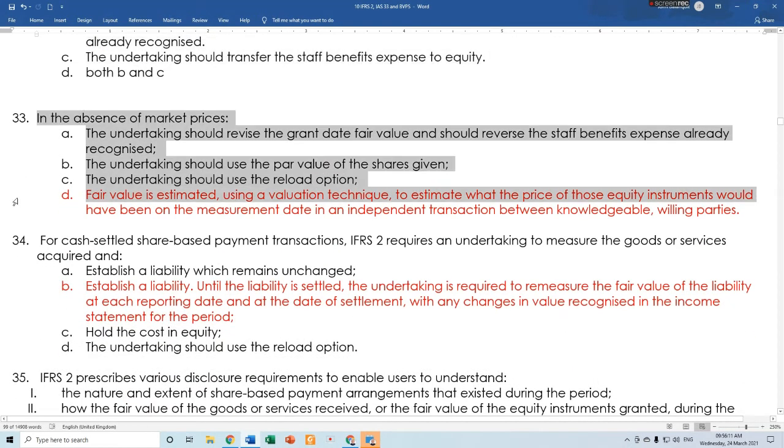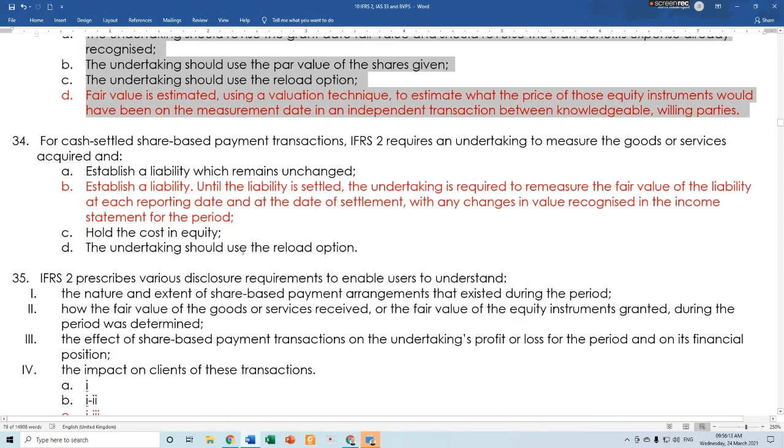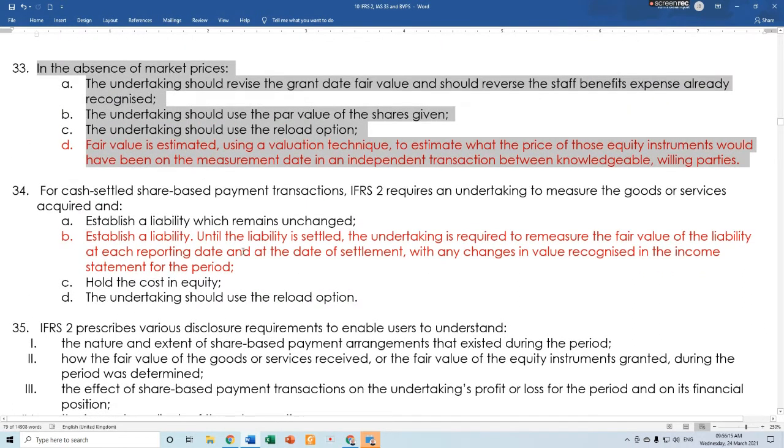33. In the absence of market prices, anong gagawin mo? Try mo munang i-estimate. Okay? So, pag walang market prices, estimate mo muna. Okay? Pag walang estimation at inception, gamitin mo yung estimation subsequent, which is intrinsic value. Okay? So, the answer is letter D.